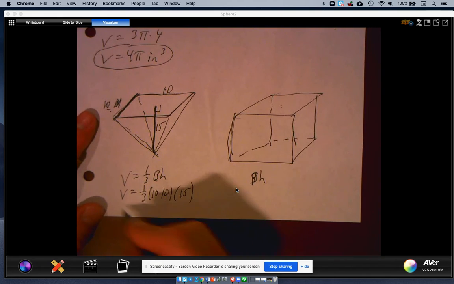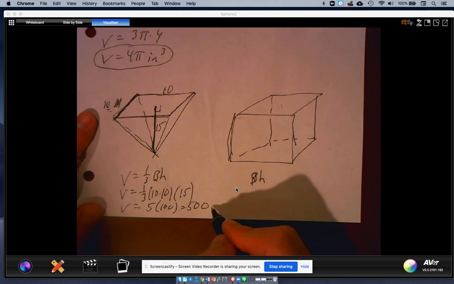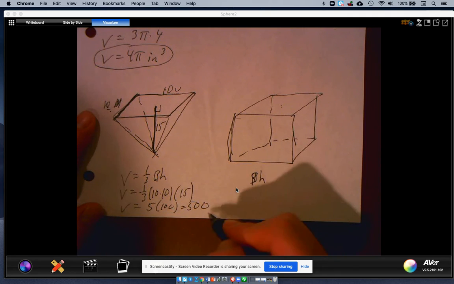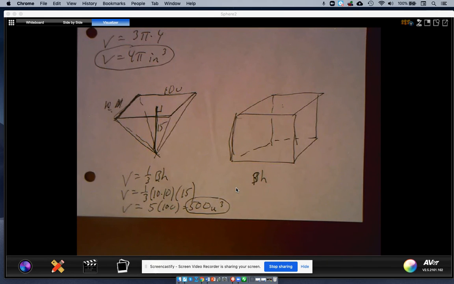Volume is going to be, that's 100. A third of 15 is 5. So 1/3 of 15 is 5 times 100 is 500. And that would be cubic units. If I don't put any units on it, it would be units cubed. So that's how you find the volume of a pyramid.